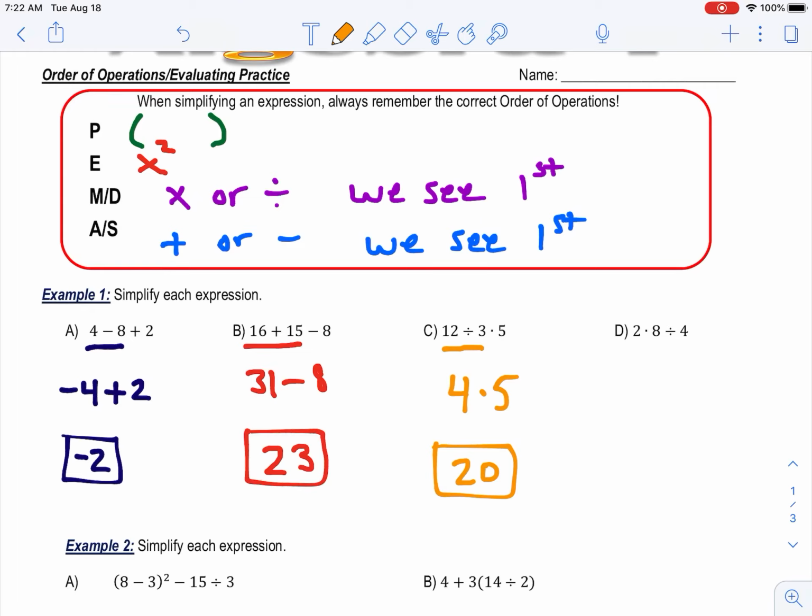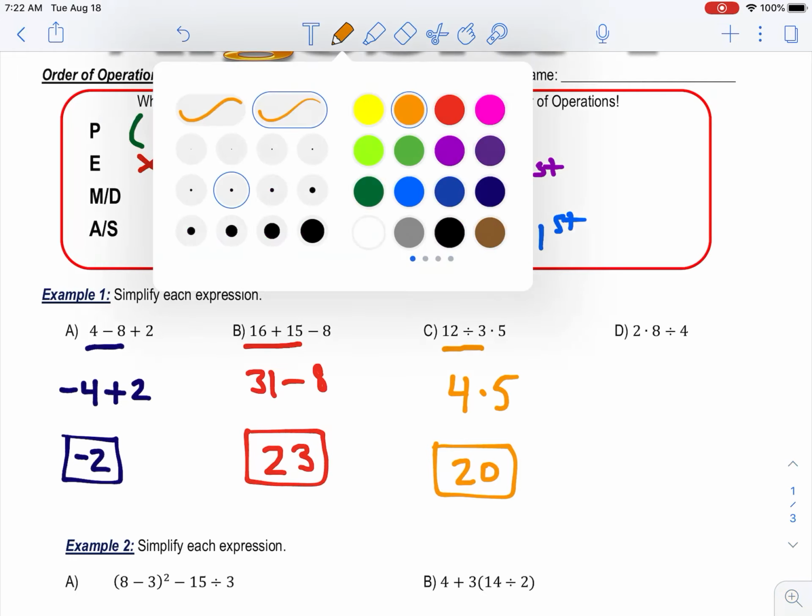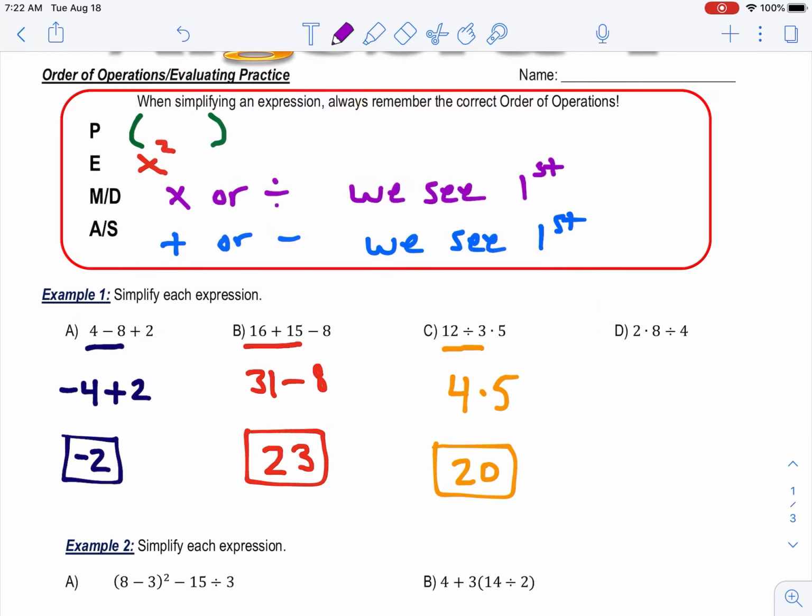All right, and then letter D, you'll notice all we did was flip the multiplication and division. So you'll notice we have multiplication first, then division. We want to go ahead and do what we see first, since those are the same. So 2 times 8 is 16. And then I'm left with divided by 4. So 16 divided by 4 gets us to 4. All right, so the first ones just show you the difference between addition and subtraction only and multiplication and division only. We do what we see first.